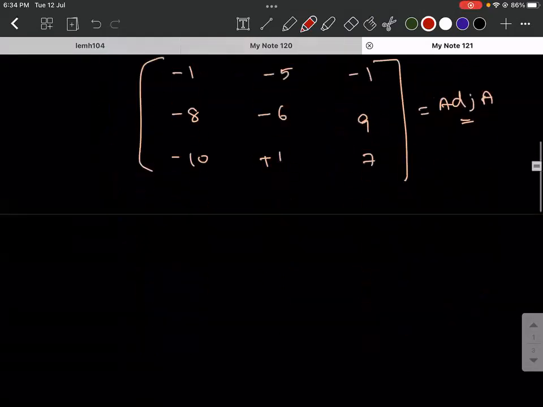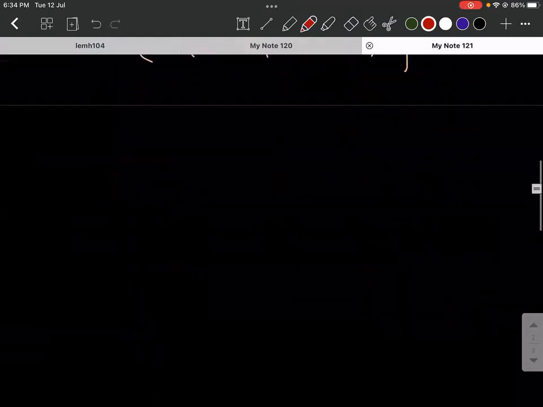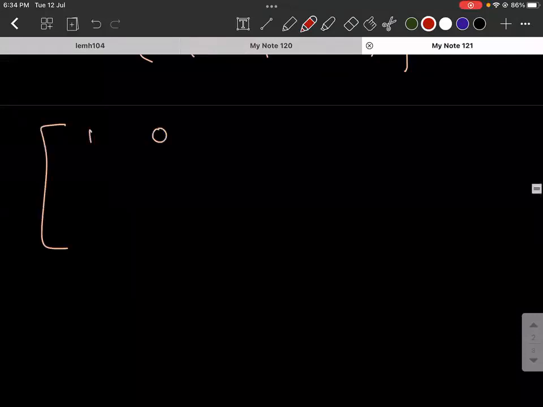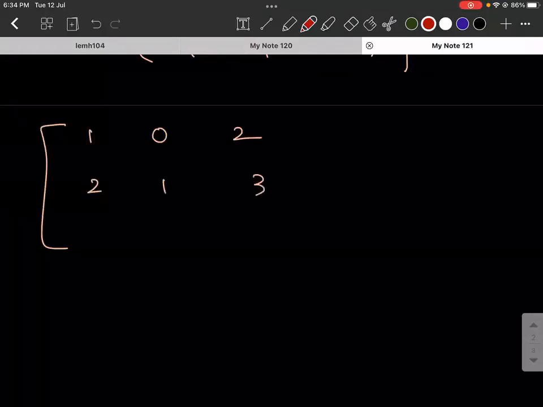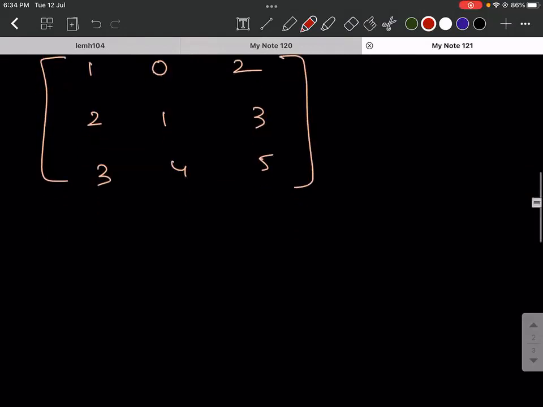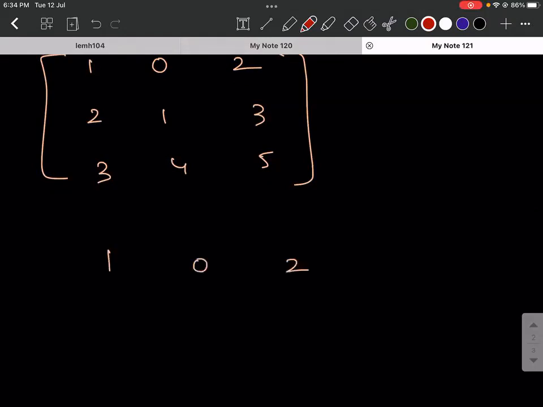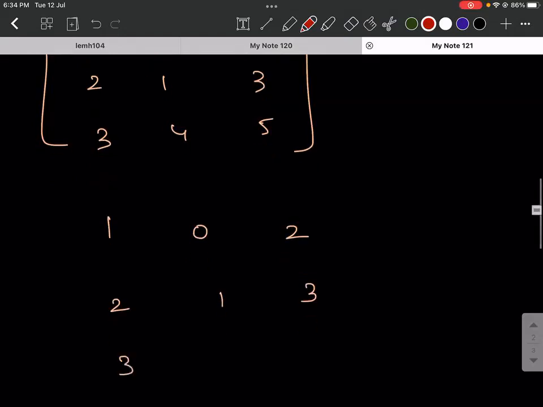Okay. So if I have a matrix like this: 1, 0, 2, 2, 1, 3, 3, 4, 5. Can you write the adjoint using this method? So what are you supposed to do? Those who didn't understand, look at the board. Those who understood can write on your own. So 2, 1, 3 and 3, 4, 5. What are we supposed to repeat? The first two columns should be repeated: 1, 0, 2, 1, 3, 4.